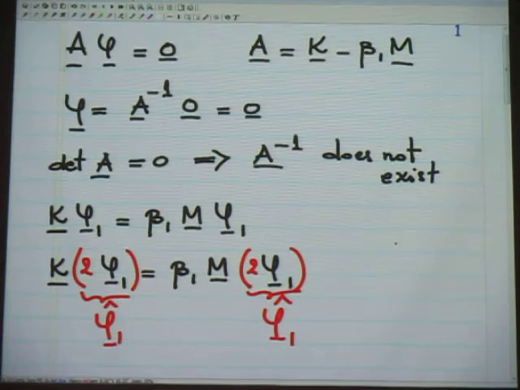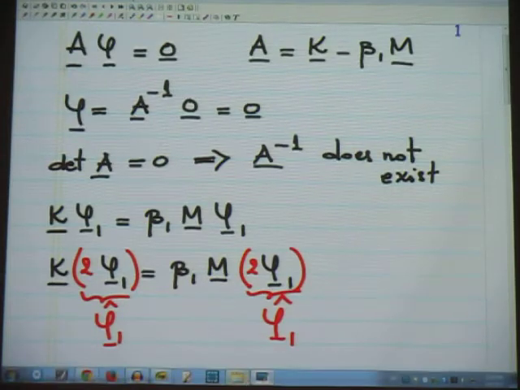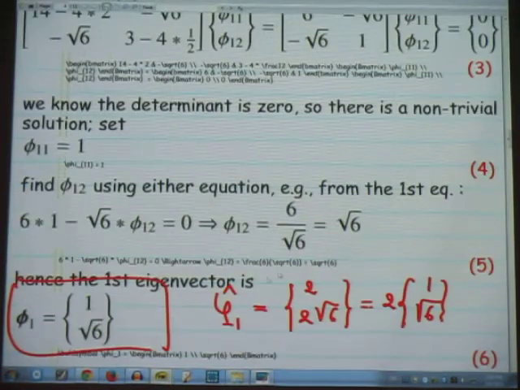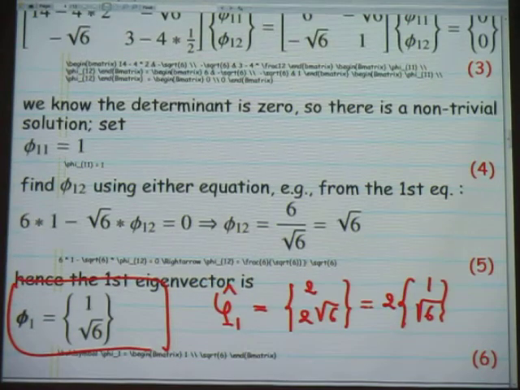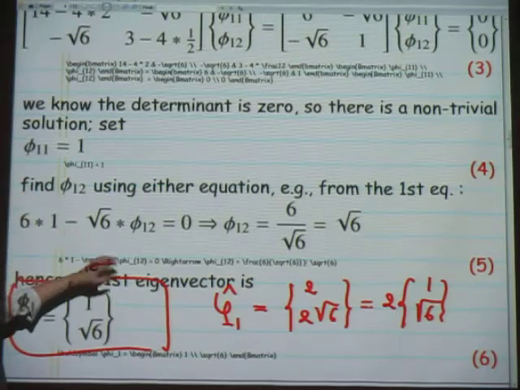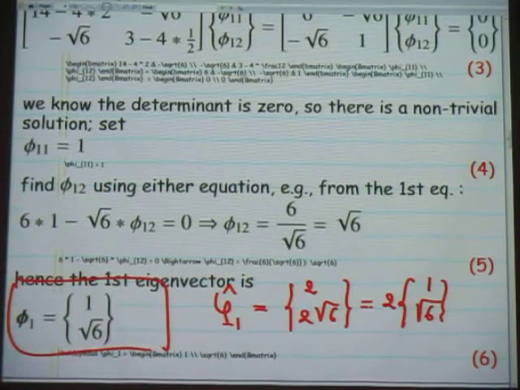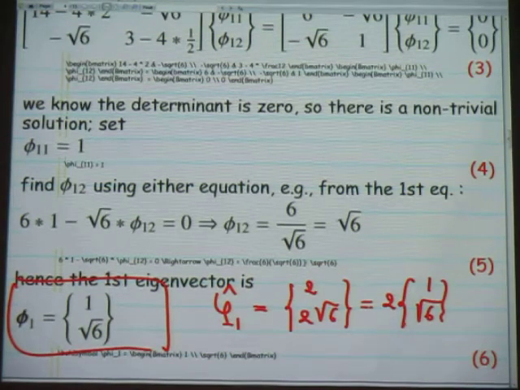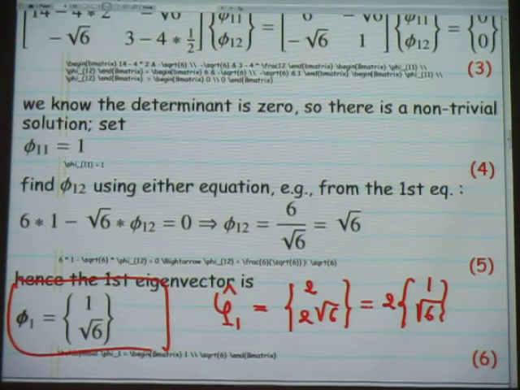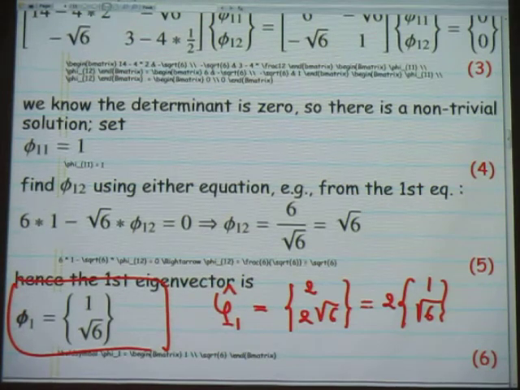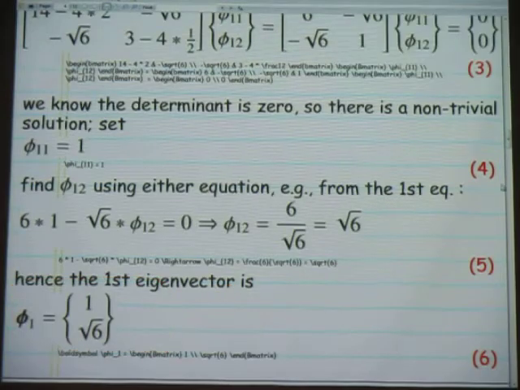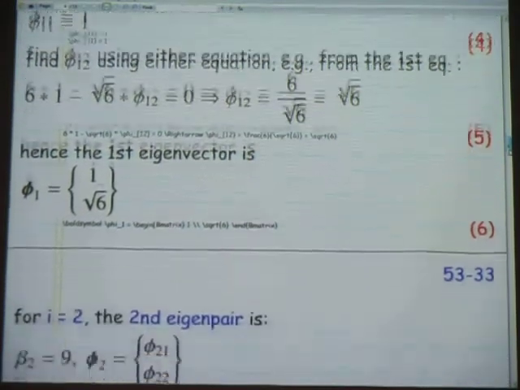And you can also practice by setting phi12 equal to a number. Let's go back here to my notes. Instead of setting phi11 equal to 1, you can also set phi12 equal to 1 and find phi11. And you can choose any numbers, need not be 1. 2, minus 1,000, 1 million. All right? So that's very important.